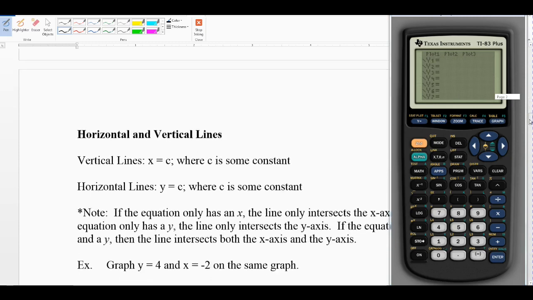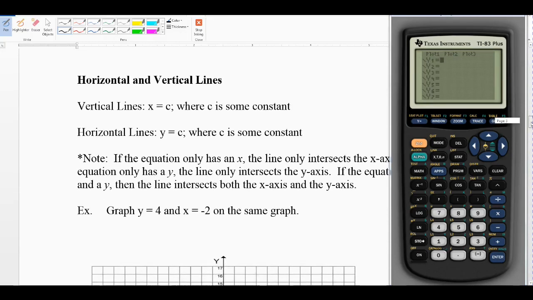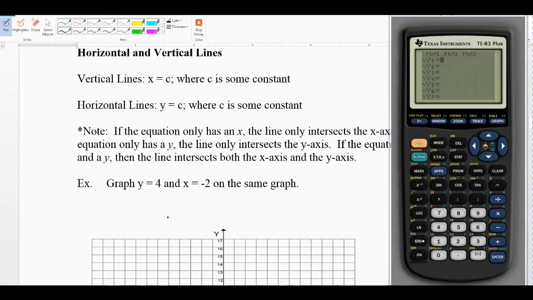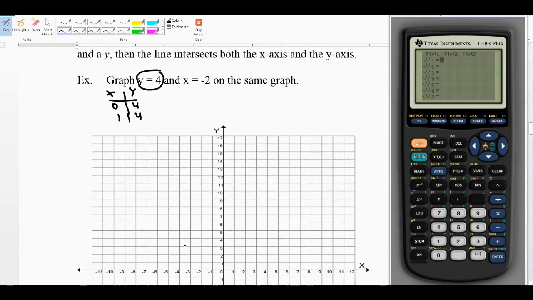See what else we have here. Horizontal and vertical lines. Now these are kind of interesting. I'm going to plot points just so you can understand what's going on. For example, y equals 4. The only thing we know is that y is 4. So no matter how many points we have, no matter what they are, y has to be 4. X can be anything. So I can use 0 and 1. So what that means is I can plot 0, 4, and then 1, 4.